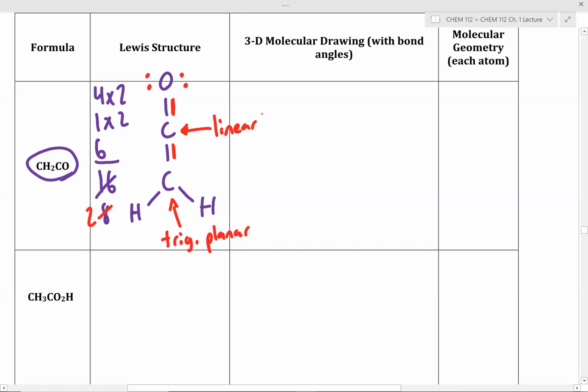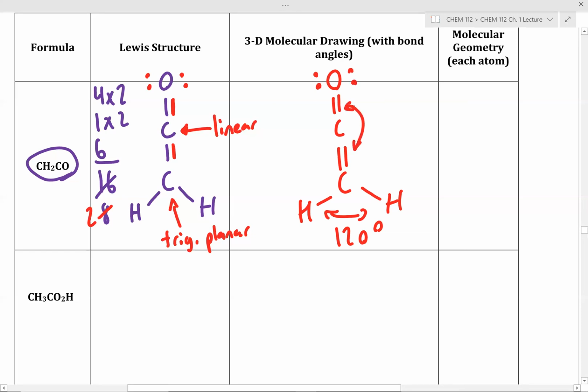So, to respect our bond angles, as I've already done, surrounding our central carbon on the bottom, what is this bond angle? If it's trigonal planar, what's the bond angle? 120. Okay. And what is the bond angle surrounding the upper carbon in ketene? 180.